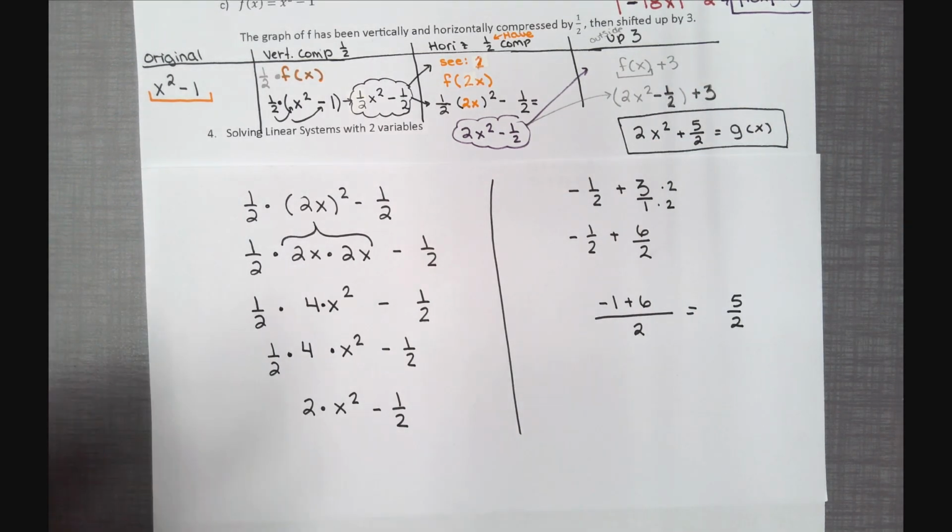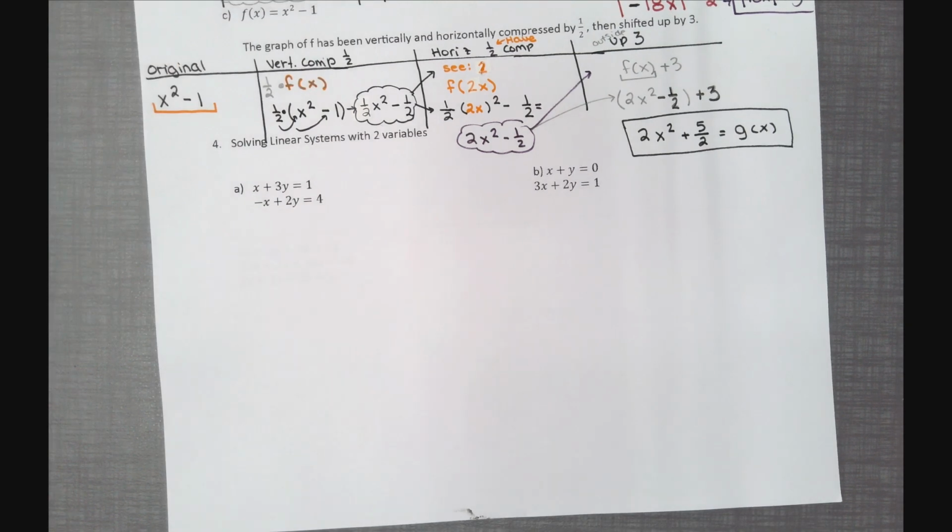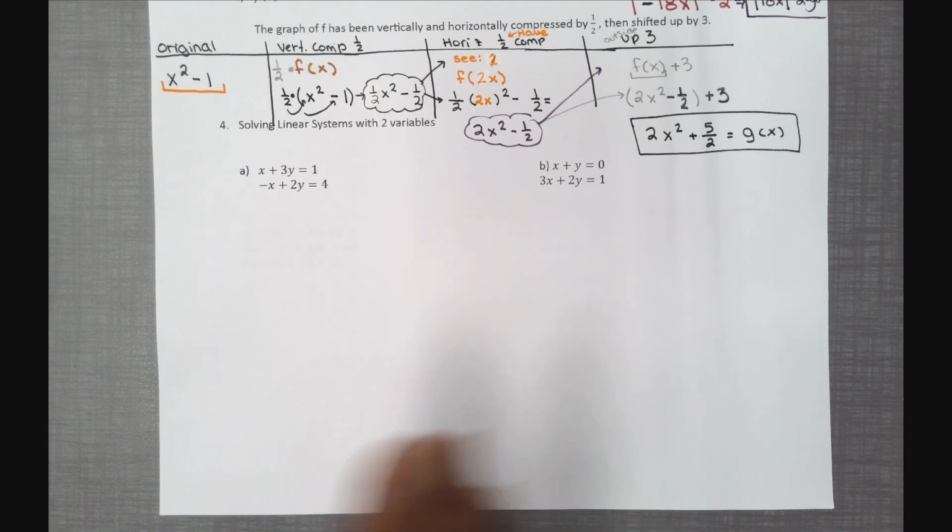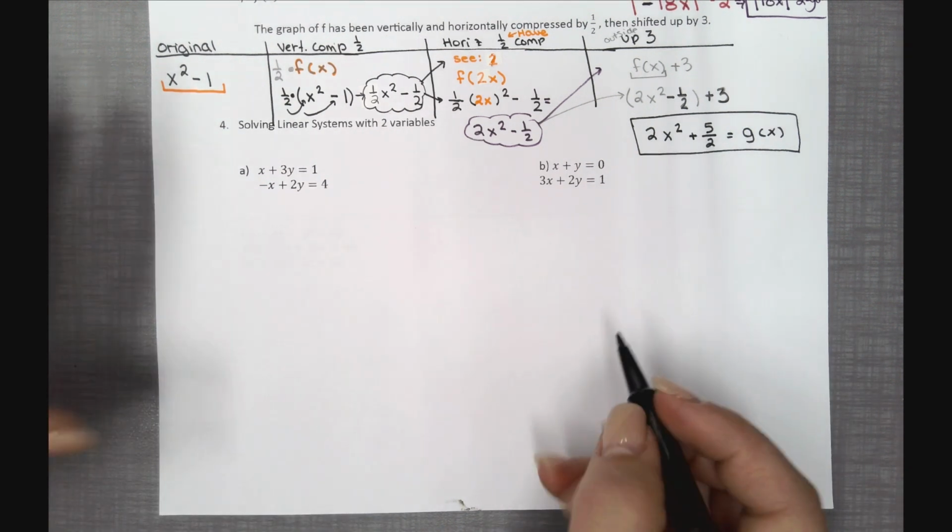Okay, and again, my bad for not giving you enough space. Moving on. Question number 4 is asking you to solve systems that only have 2 variables. I am giving you 2, A and B. Let's go ahead and do that.